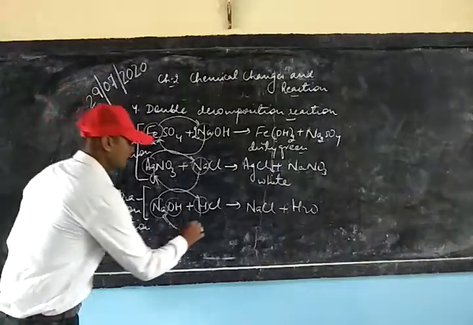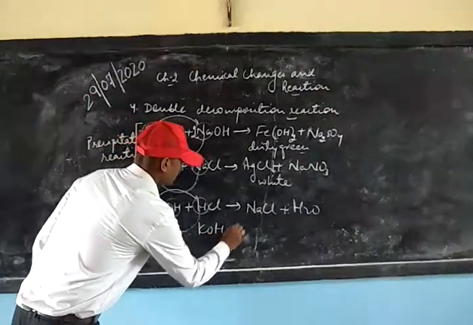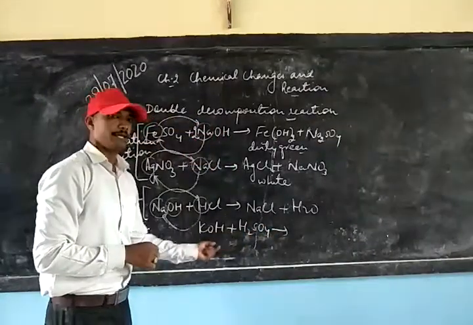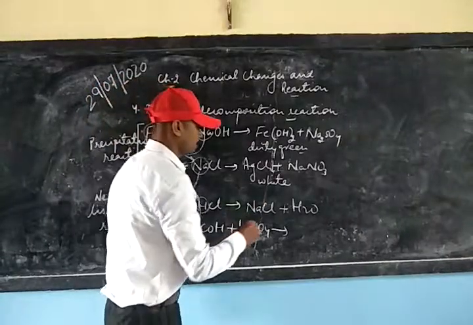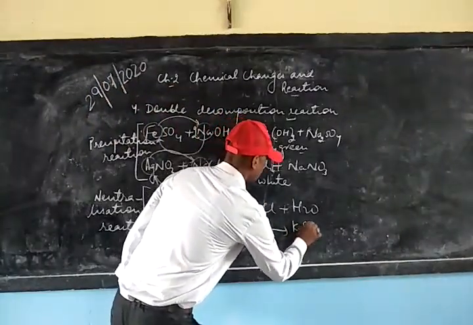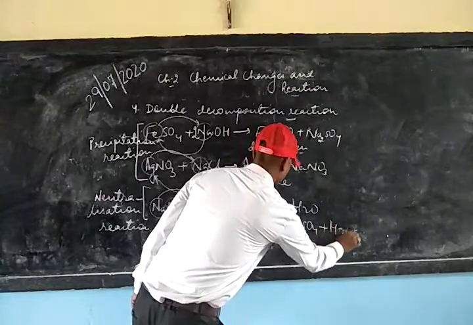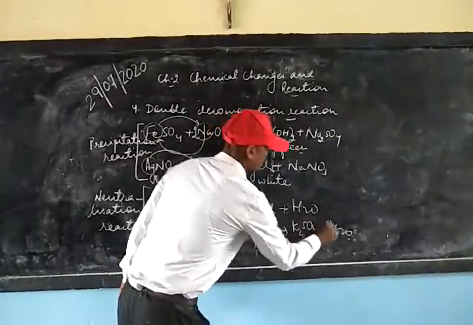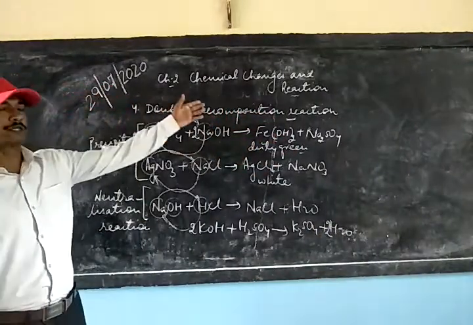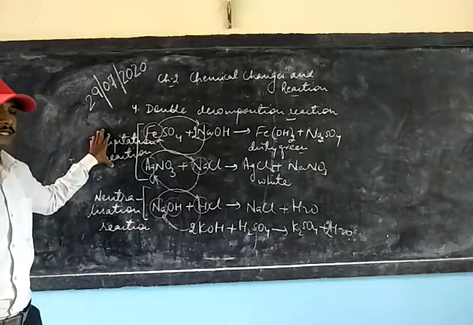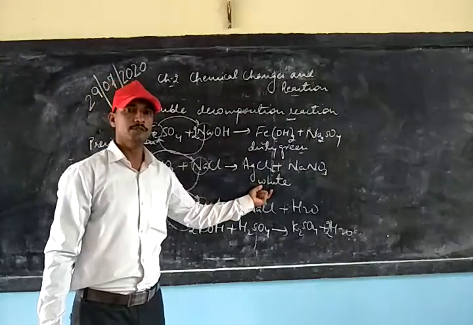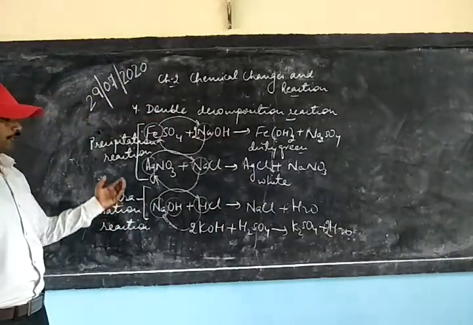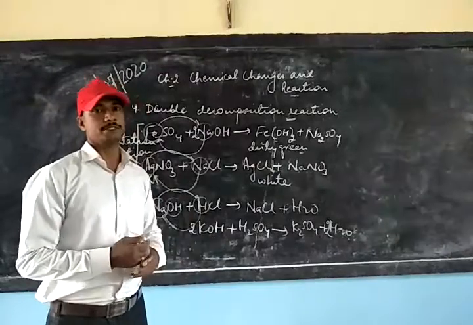You can take one more, like KOH plus H2SO4. Again the reaction is between acid and base, and the products will be salt and water. Here it will be K2SO4 and H2O. So we have double decomposition reaction of two types: precipitation reaction, where you can see a precipitate is formed of a certain color, and the second type is neutralization reaction, where the reaction is between acid and base.